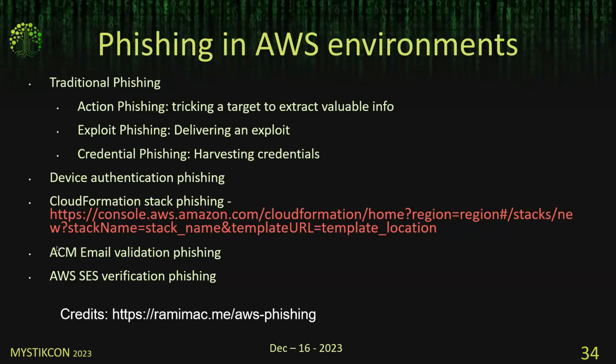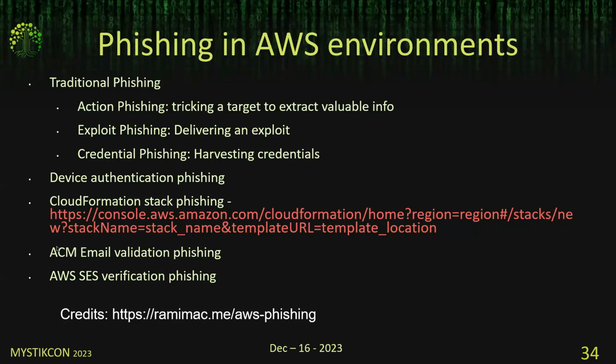So let's talk about phishing in AWS environment. Phishing consists of probably five things we are talking about. Traditional phishing, which is not specific to AWS. Traditional phishing is action phishing, which is tricking a target to extract some valuable information. Then it's either about delivering an exploit via some mechanism, or it's about harvesting credentials by luring the user into doing some stuff or submitting their credentials.